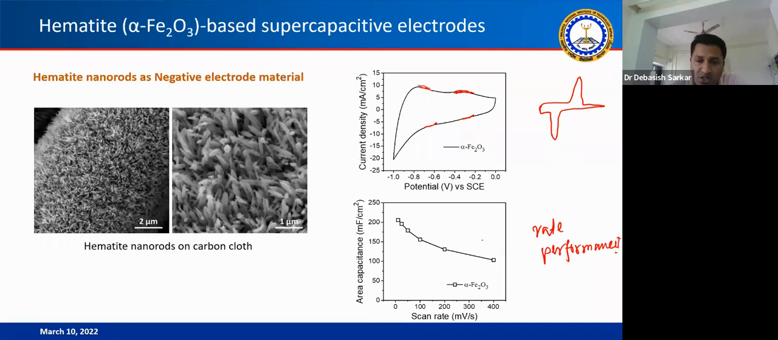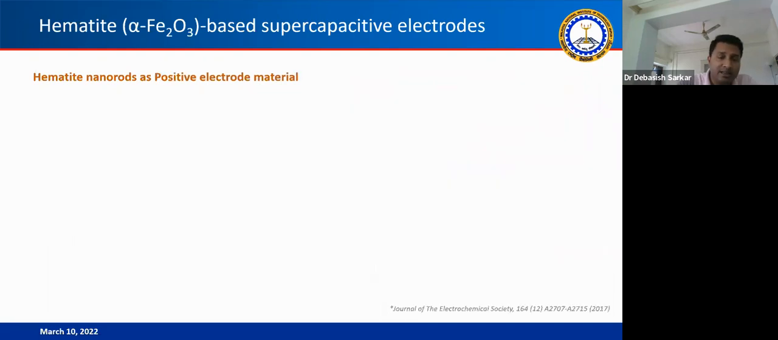That we discussed a few slides back, that by changing the rate of scanning the voltage, how the performance is changing, how different the areal capacitances are. This is called the rate performance. So this is hematite as the negative electrode material. But is it possible to use hematite as a positive electrode material also? If you measure simple hematite as a positive electrode material, the redox activity is not that much. It shows a very negligible specific capacitance or areal capacitance. But we can use hematite nanorod in the positive electrode, not as an active material, but as a host or substrate.